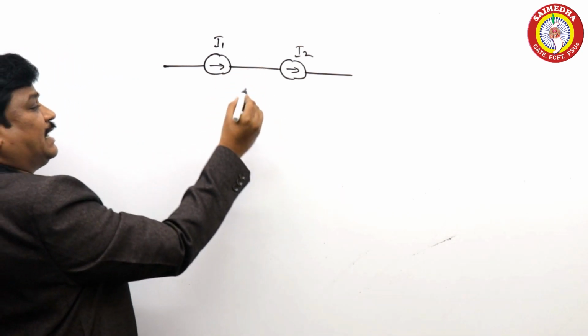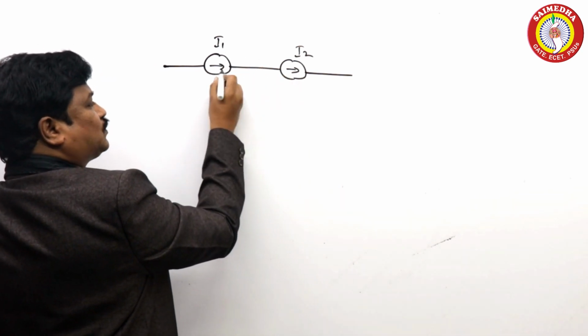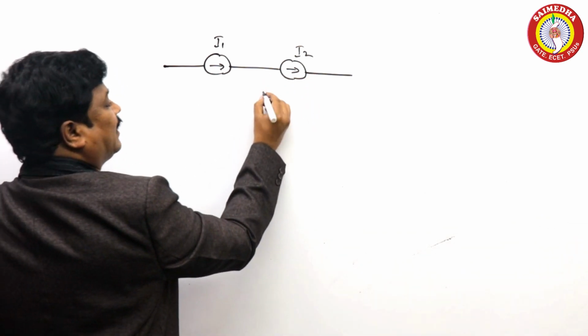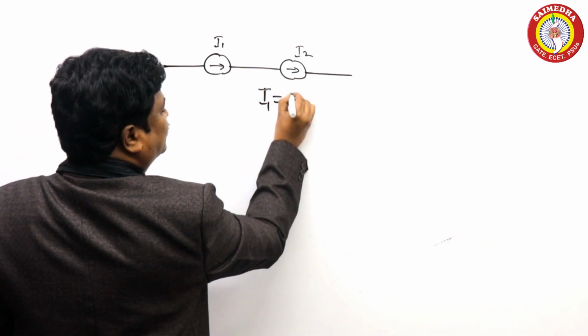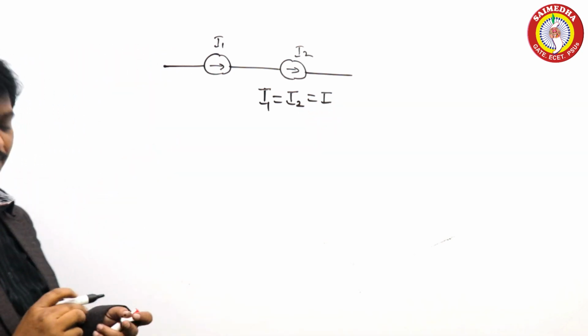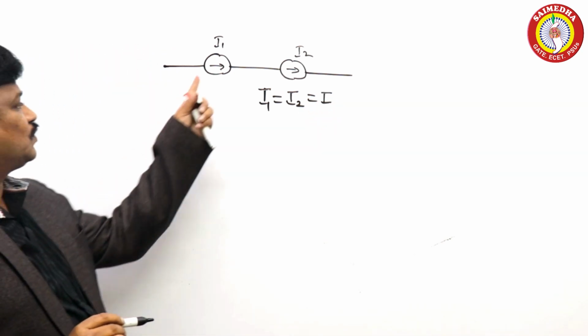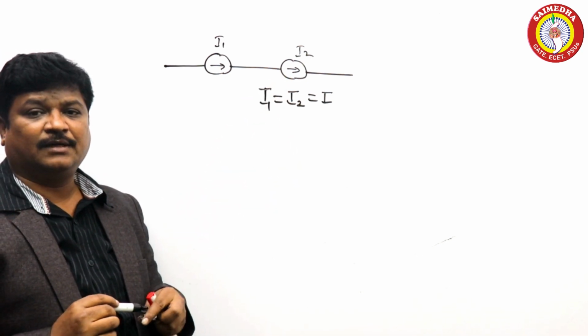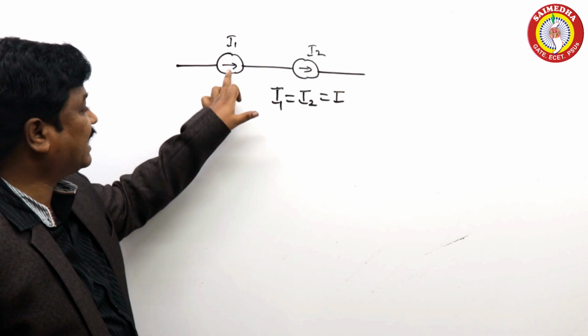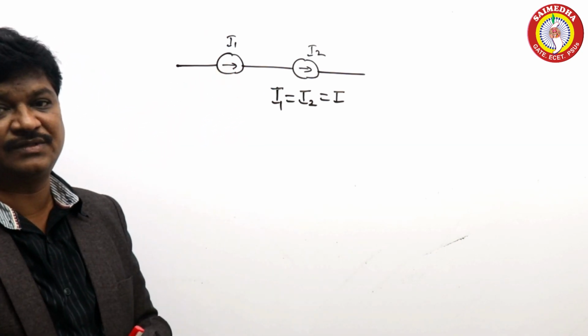So under this condition, if these two are ideal current sources, there is no internal resistance. If I1 equals I2, you can say I. This is possible. Whenever current sources are connected in series, the value should be the same. Of course, we are talking about ideal current sources.